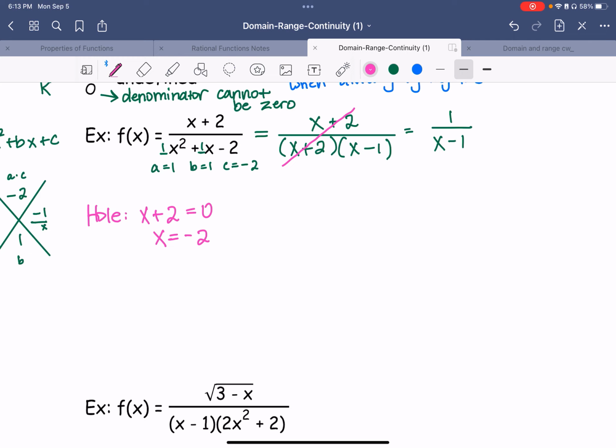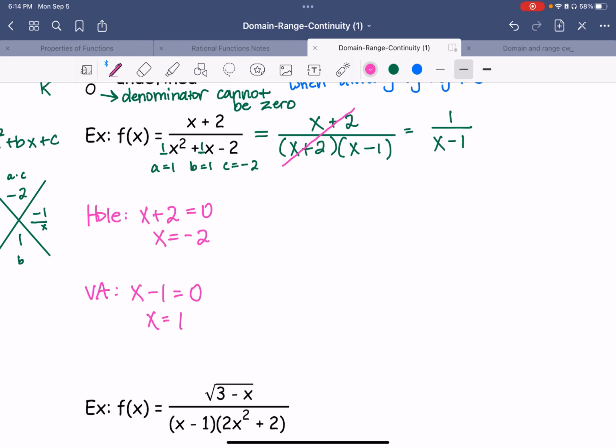The next thing you're going to do is find the vertical asymptote by grabbing the simplified denominator. So this is the most simplified. With x minus 1 being the denominator, I'm going to set that equal to 0 and solve for x. So I'm going to add a 1, so x equals positive 1. Okay, so these are discontinuities.